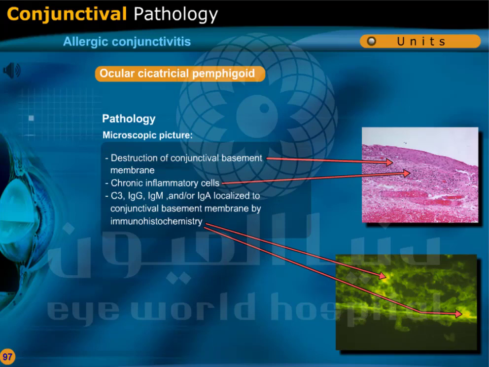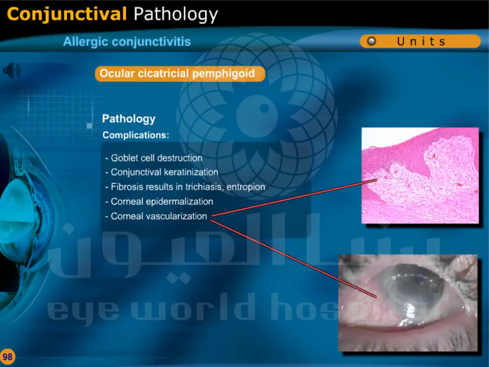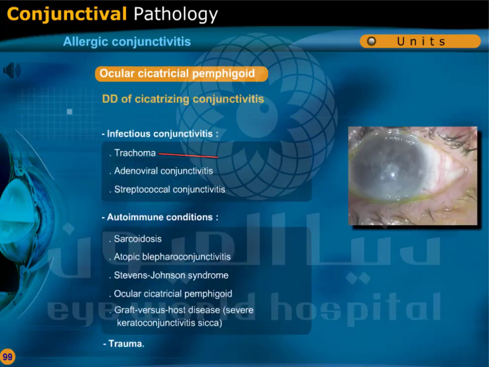Microscopically, there is destruction of conjunctival basement membrane, chronic inflammatory cells, C3, immunoglobulin G, immunoglobulin M, and/or immunoglobulin A localized to conjunctival basement membrane by immunohistochemistry. Ocular cicatricial pemphigoid may be complicated by goblet cell destruction, conjunctival keratinization, fibrosis resulting in trichiasis or entropion, corneal vascularization.